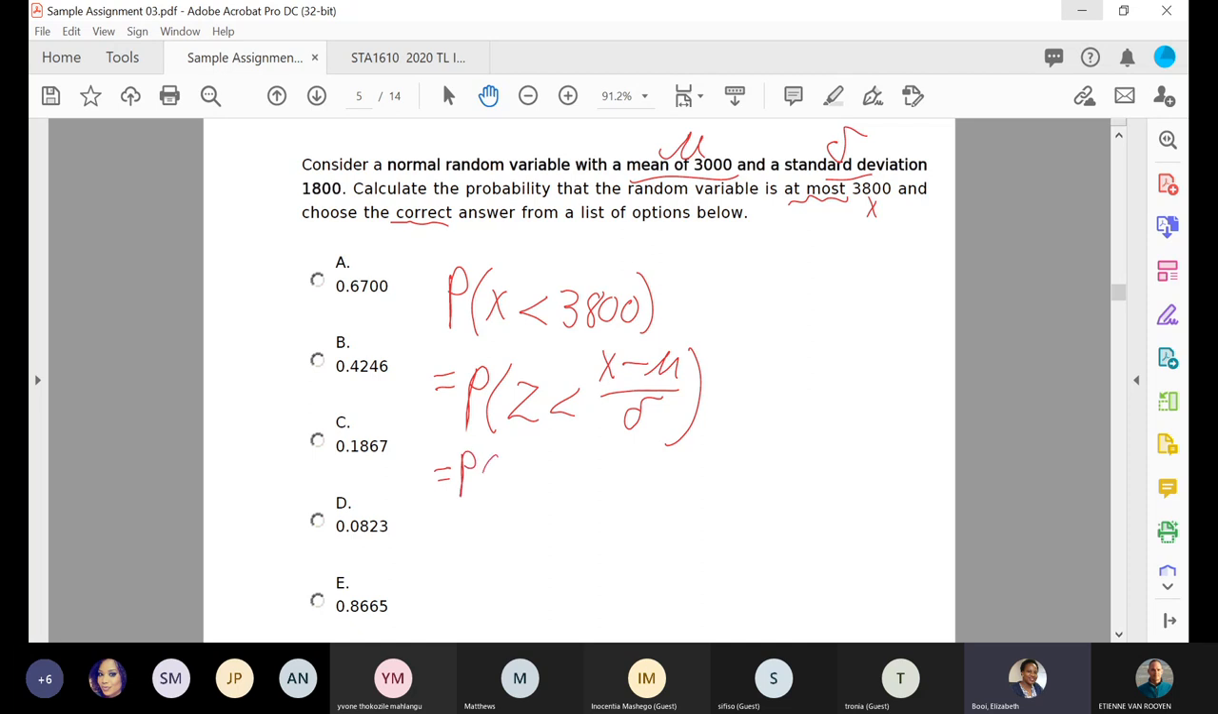So I can just substitute the values on your behalf. Our X, since I've already identified them, is 3,800 minus our mean of 3,000, divided by our standard deviation of 1,800. Close bracket. I'm getting A. Yeah, same. 0.4444.